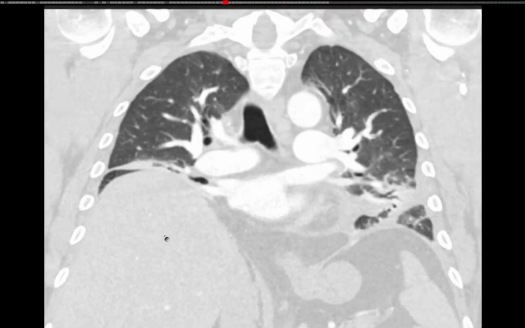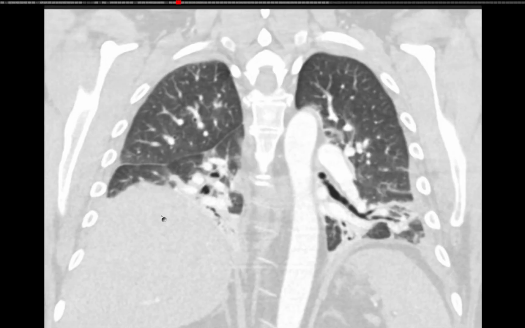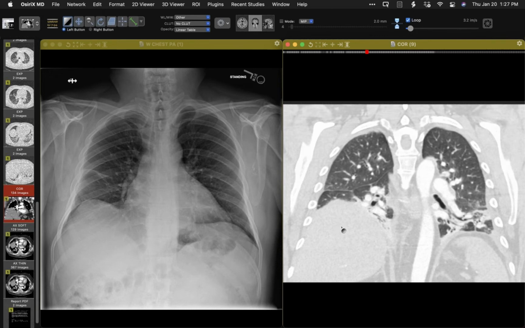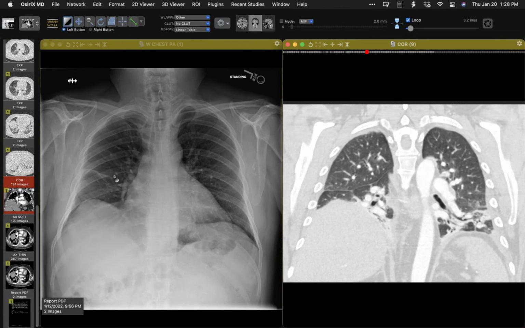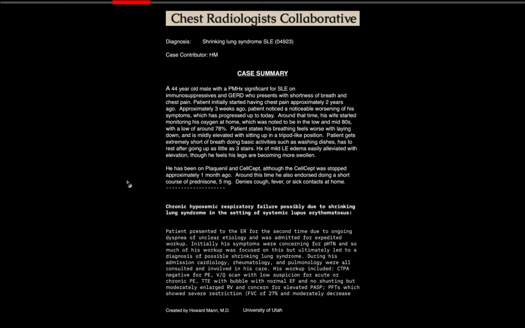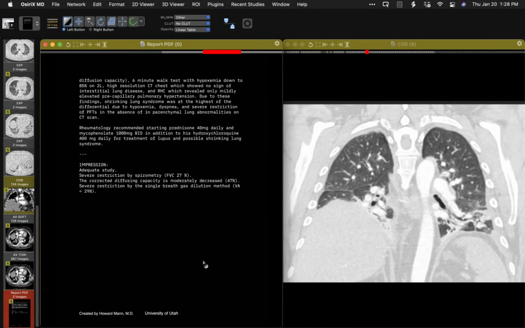So by virtue of that and the change, and also findings of restriction, it's been decided that this is probably an example of the so-called shrinking lung syndrome of SLE. And I think I buy it. I mean, it's a thing. He's had this for quite some time. And here's some clinical information. He's been treated for that for some time and been attributed to that. So in the absence of an alternative explanation, this is probably exactly that entity.